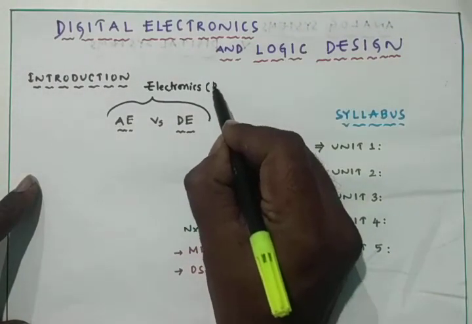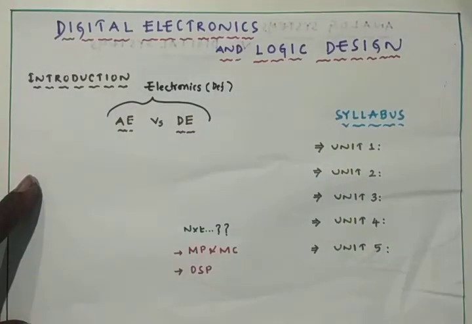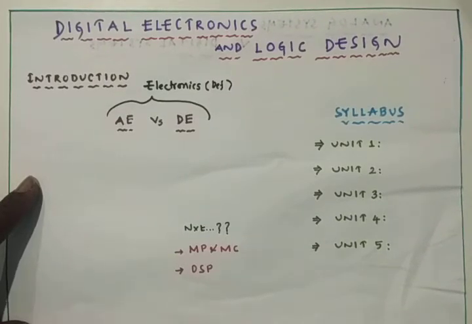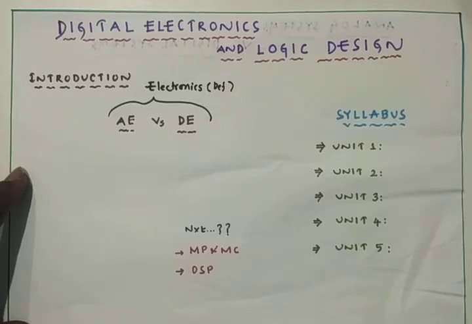We have studied these things in analog electronics. Electronics is a science and technology, and it is a study of current through the semiconductor. We have various types of semiconductors. If you take any electronic device, it is composed of semiconductors. It is composed of integrated circuits, and the integrated circuit is composed of various semiconductors.